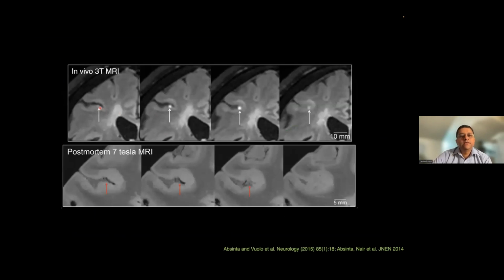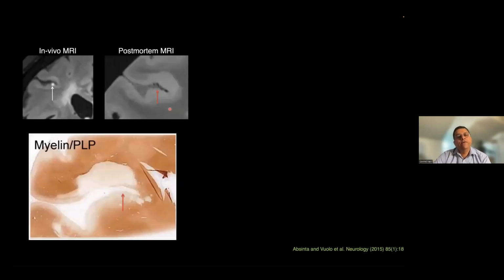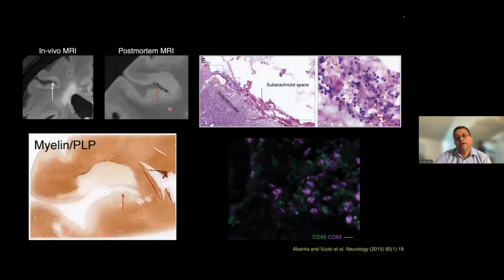And here is a cortical lesion again, in vivo and postmortem. And you can see that we have identified the exact sulcus. Of course, you don't have GAD here. But there is a cortical lesion associated with this LME, which was very encouraging for us at that time. And when we did the histology, we can see that this space is chock full of inflammatory cells. So this indeed was showing us inflammation, which was exciting. So we were thinking that we got a surrogate marker for cortical lesion.